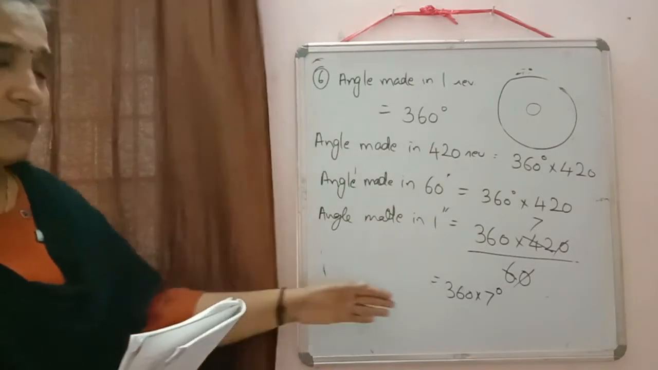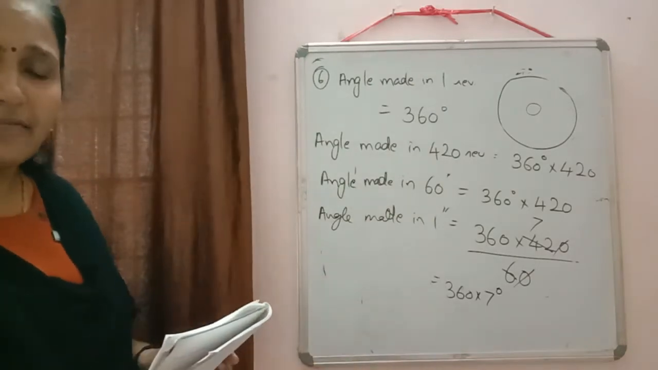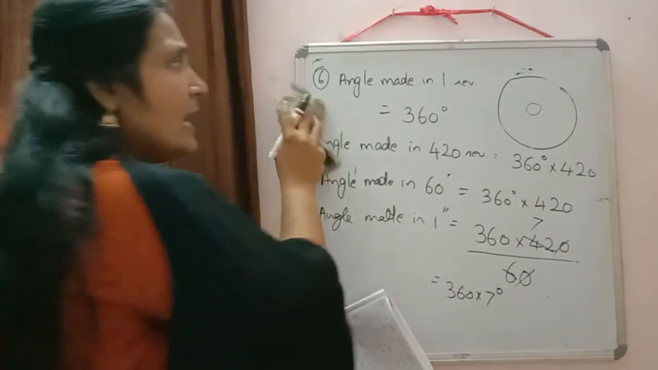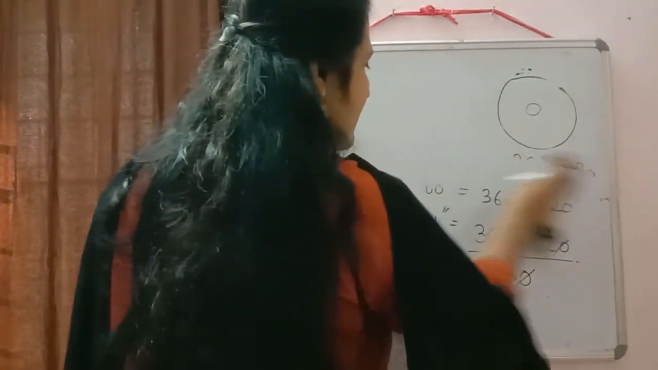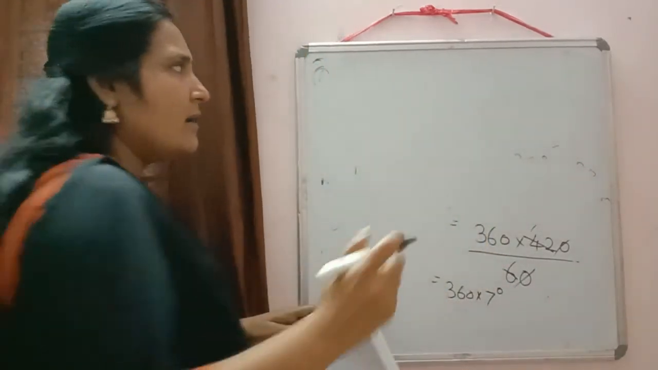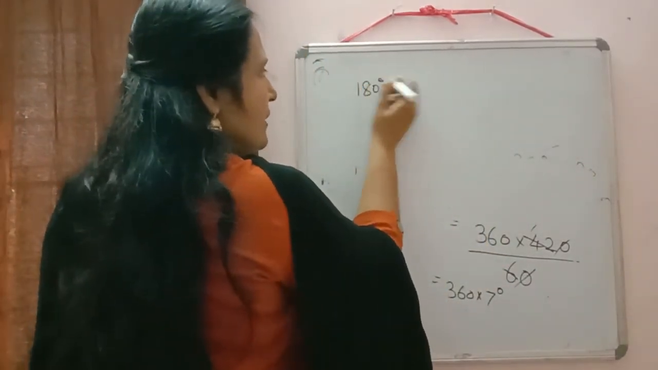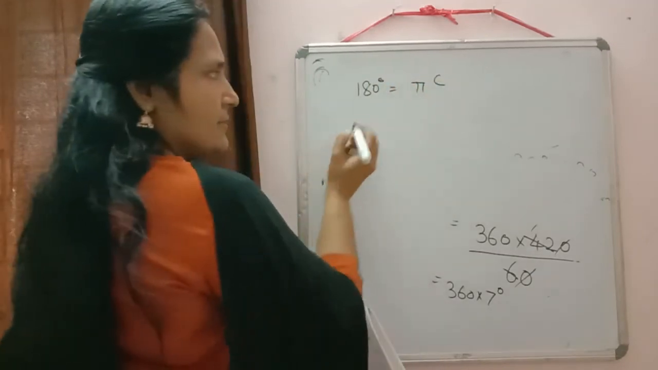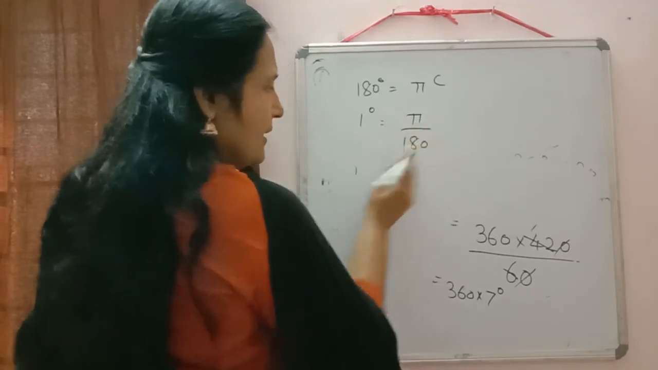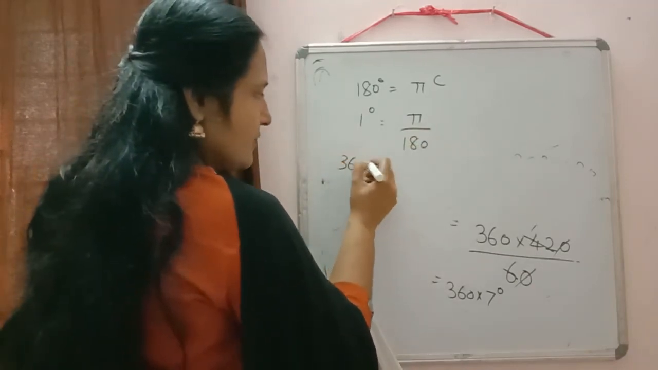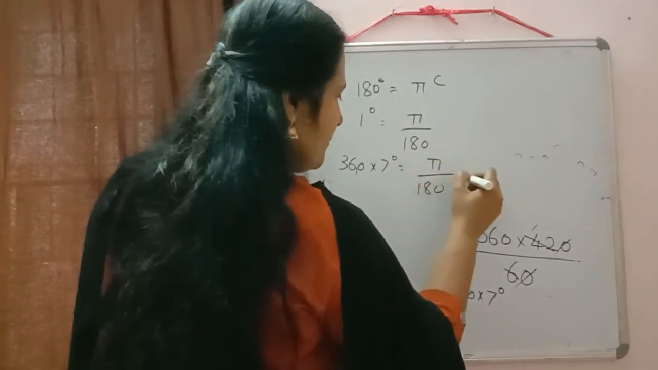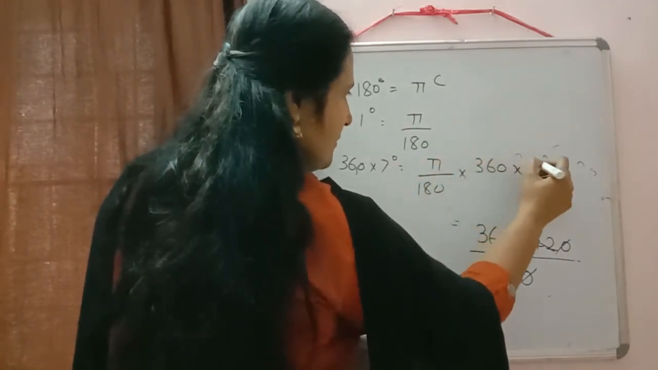At present, if you want, you can multiply. Otherwise, you can leave it here also. At present, it is given in degree, but we have to find it in radian. So again, we can convert this degree into radian. What is the formula? 180 degree is equal to pi radian. So therefore, 1 degree will be equal to pi by 180. So 360 into 7 degree will be equal to pi by 180 into 360 into 7.